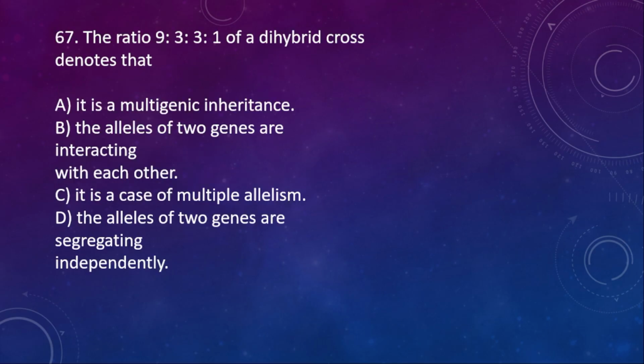67. The ratio 9:3:3:1 of hybrid cross denotes that it is a multigenic inheritance. Next, B. The alleles of two genes interact with each other. And then C. It is a case of multiple allelism. D. The alleles of two genes are segregated independently. So here the right option is option D.